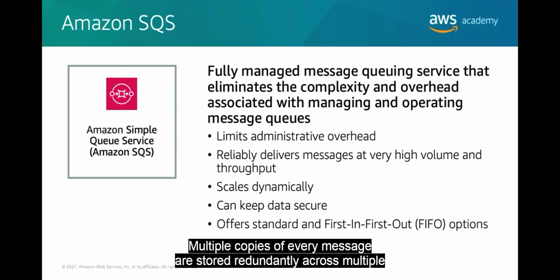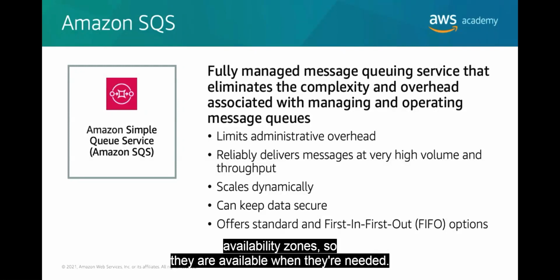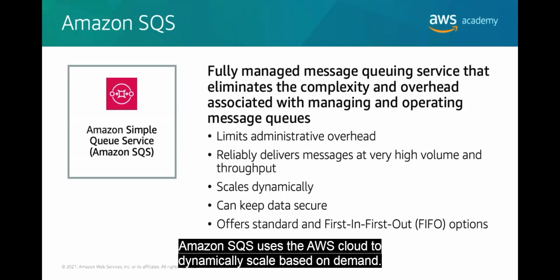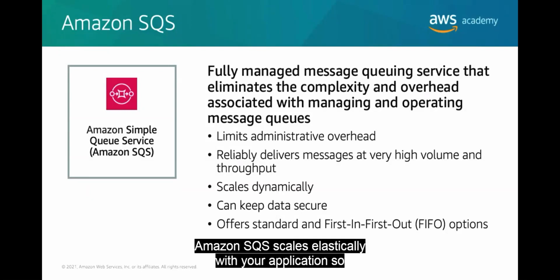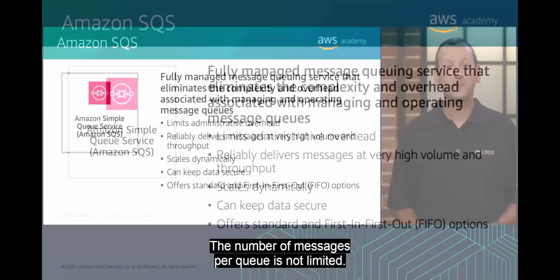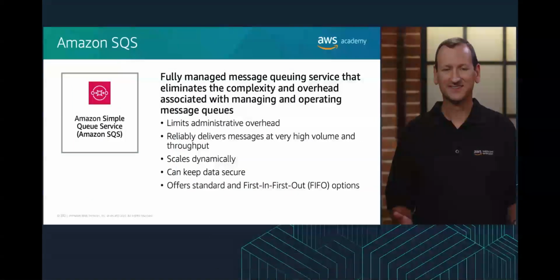Multiple copies of every message are stored redundantly across multiple availability zones so that they are available when they're needed. Amazon SQS uses the AWS cloud to dynamically scale based on demand. Amazon SQS scales elastically with your application so that you don't have to worry about capacity planning and pre-provisioning. The number of messages per queue is not limited.